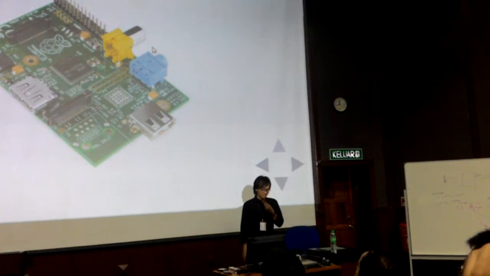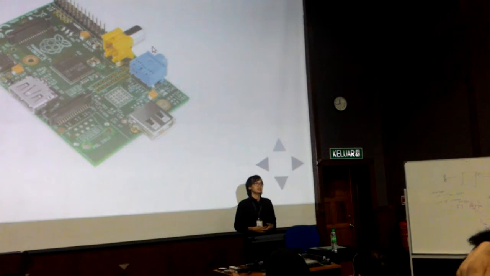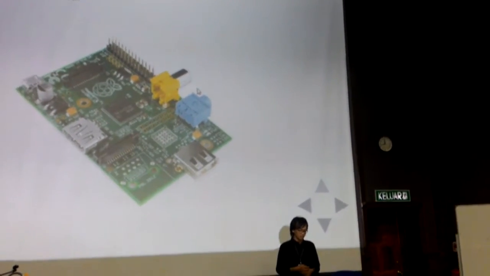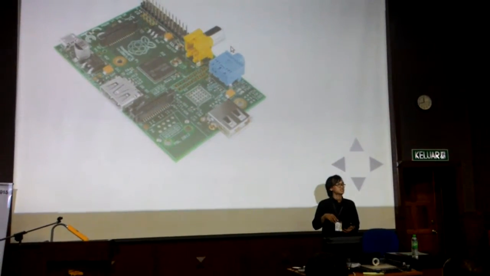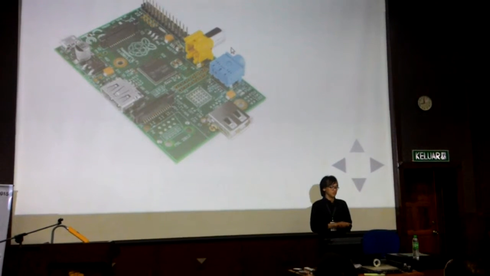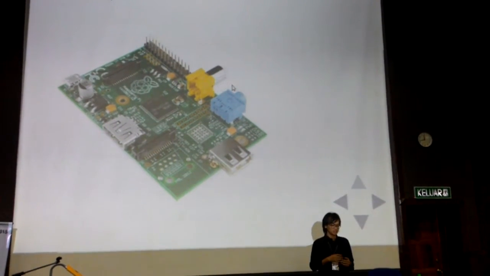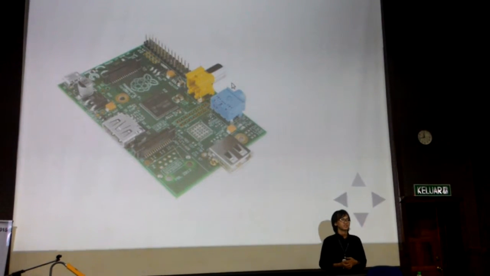This is the old version of Raspberry Pi. I think they have launched a newer version. It has a USB port, HDMI port, and power supply, and they also have pins for those of you who like to explore more about the Raspberry Pi. You can use the pins to control things like pulse width modulation and so on.